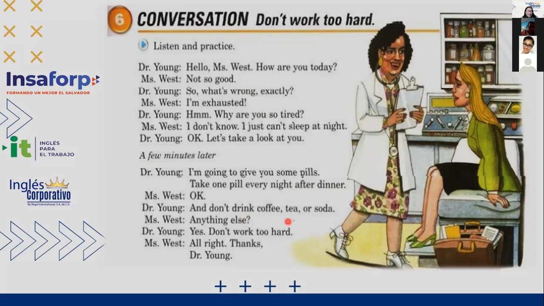Don't drink coffee, tea or soda. O sea, que la instruction yo la puedo dar de forma afirmativa y de forma negativa. Haga esto, no haga esto. Ok, take one pill every night after dinner. Es de forma afirmativa. Don't drink coffee, tea or soda. Es de forma negativa. ¿Y qué otra le da de forma negativa? Don't work too hard. O sea, de forma afirmativa van a iniciar con la acción. Haga esto. Y de forma negativa van a iniciar con don't. Don't work too hard. ¿Ok?